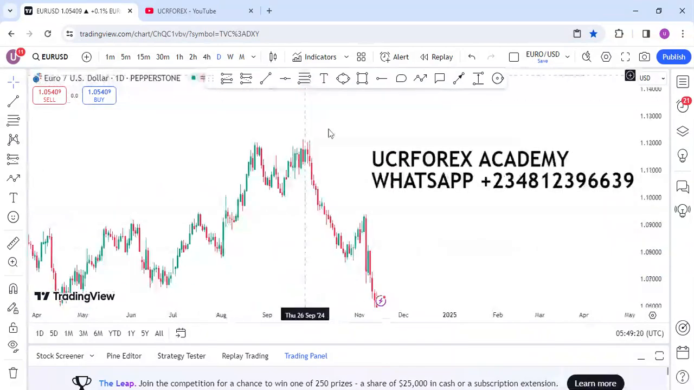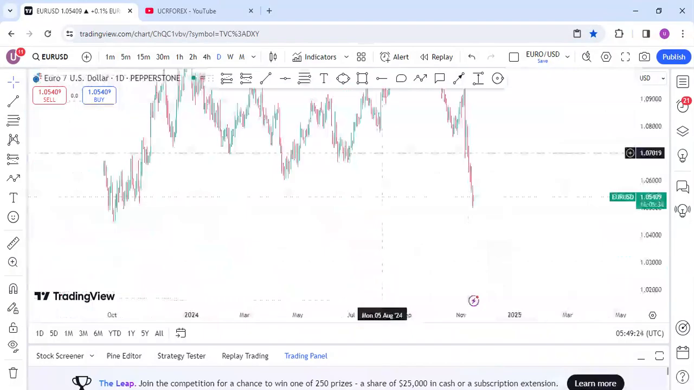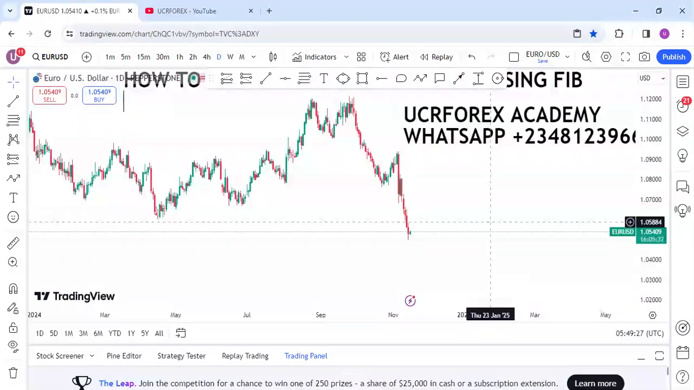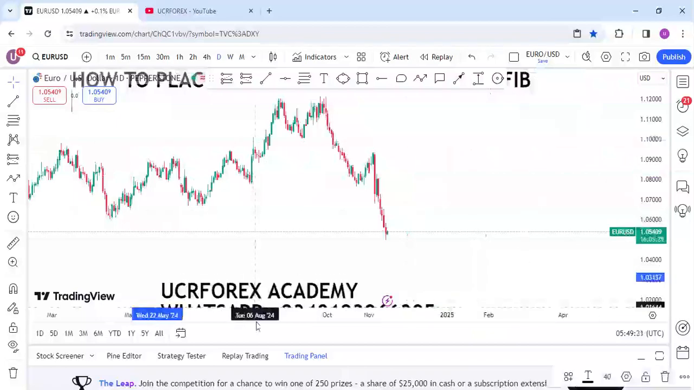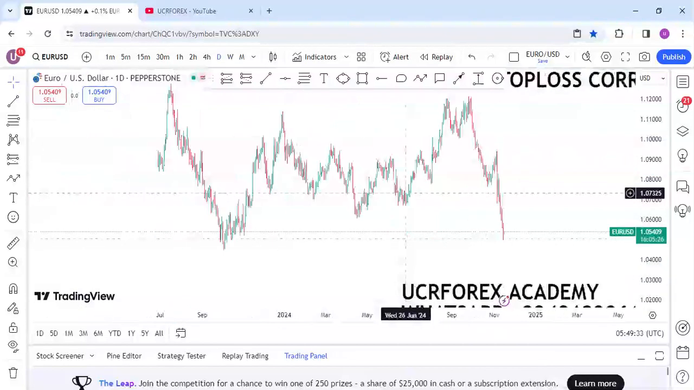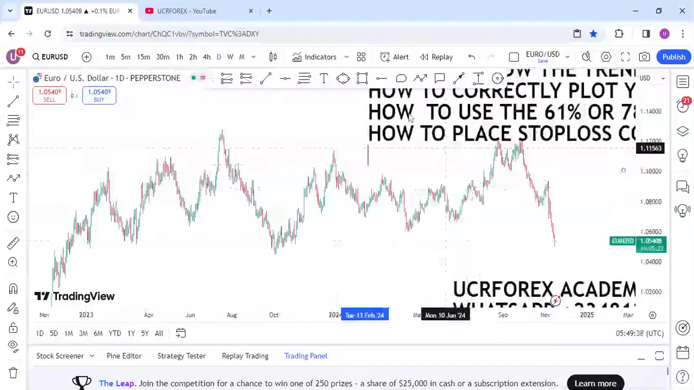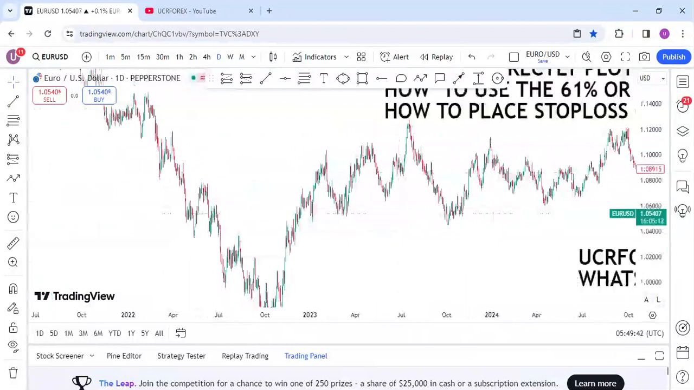So Euro USD here on the daily time frame, we're going to squeeze out. Number one thing you have to do, because if you look at it this way, you won't even know what is happening. So look at what you are going to be doing. You're going to do this squeeze out, I don't know whether it's zoom out or squeeze out. However, this is Euro USD on the daily time frame.